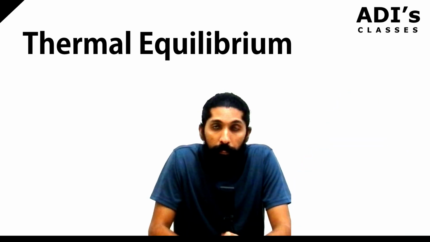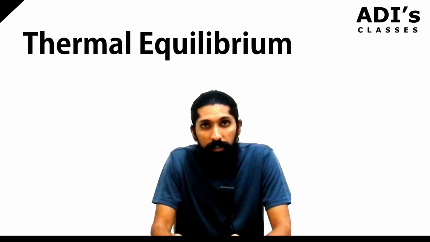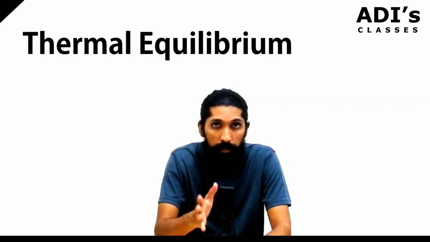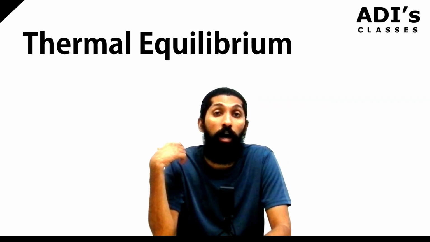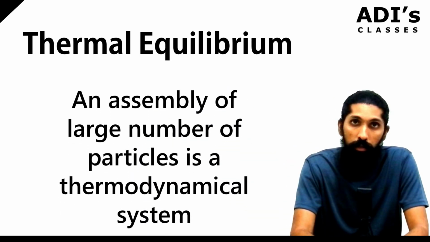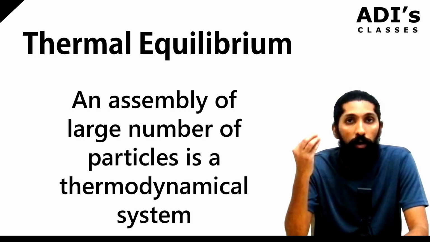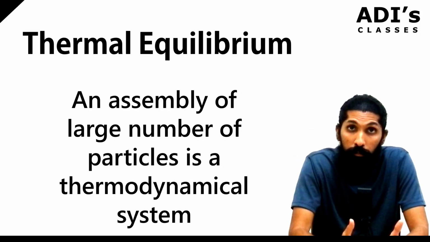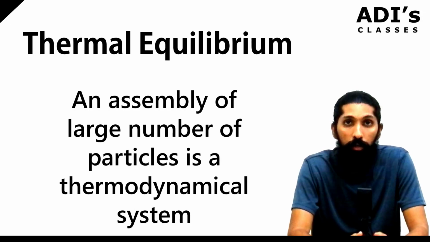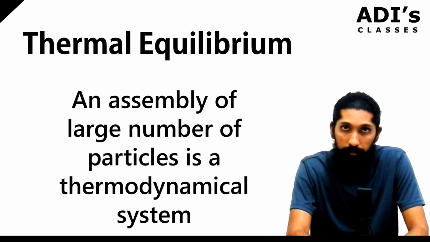Now, I told you that you have two systems A and B, correct? What exactly is a thermodynamic system? A thermodynamic system is one which consists of an extremely large number of particles. Take an example of a balloon filled with air. You have so many particles. That is a thermodynamic system. As an example, you can take a beaker of water or whatever it is. These are all thermodynamic systems.